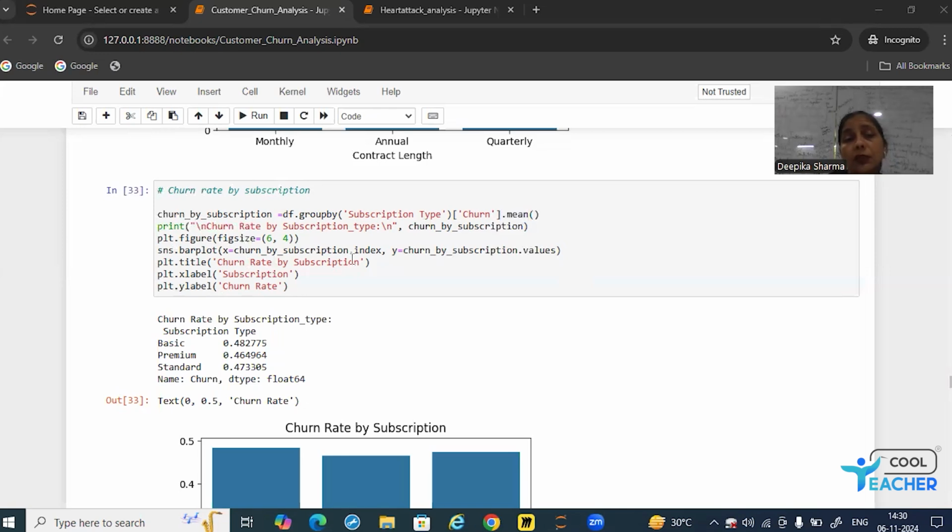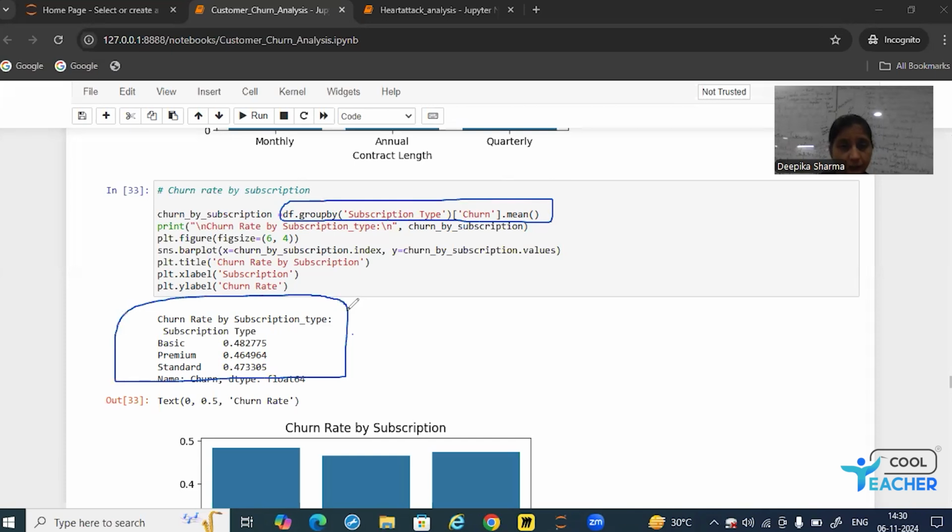Both of the things I want to display inside Seaborn. And matplotlib also we are going to use for the title, X label and the Y label here. So here we can see that dataframe.groupby subscription type, churn.mean is coming here. So one can read this data. This is the output coming here.